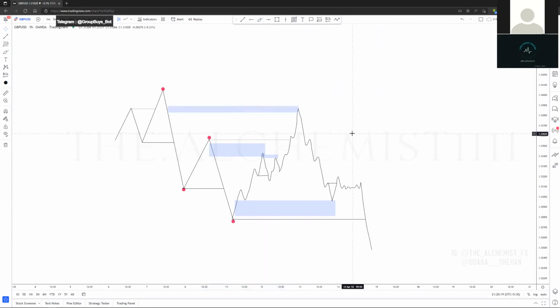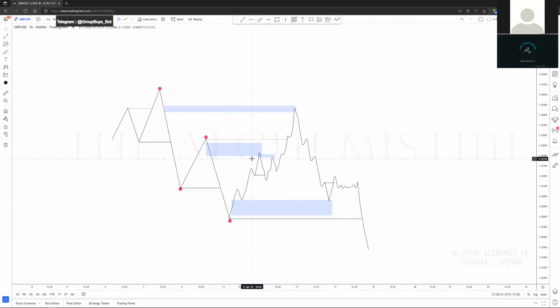Now smart money traders will tell you, oh, order blocks do not work anymore. We tried to sell it here, even the confirmation entry got stopped out. We tried to buy it here, even the confirmation entry got stopped out. It doesn't work. It doesn't work that way.